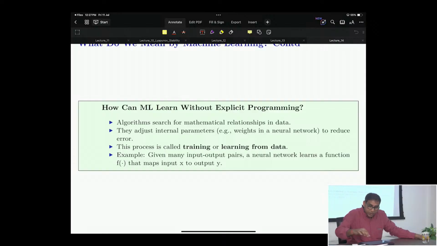They adjust internal parameters, weights in a neural network to reduce error, right? Training and learning from data.